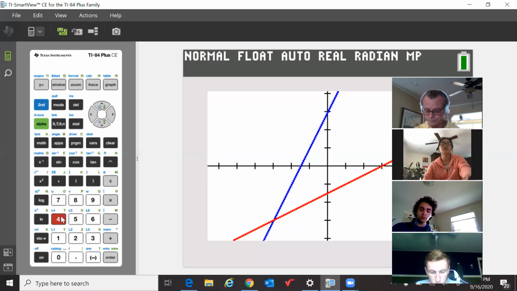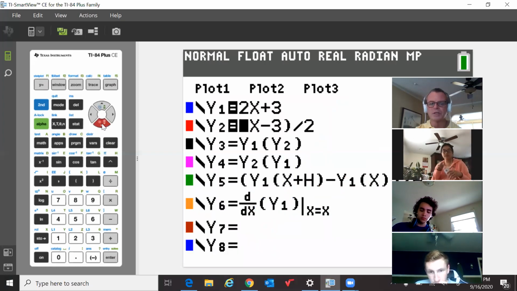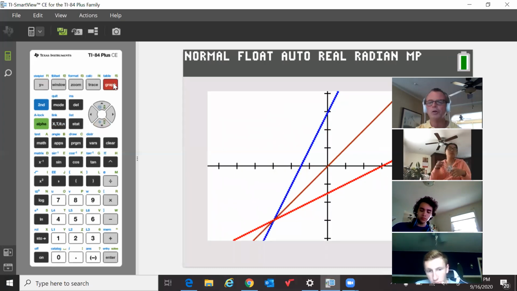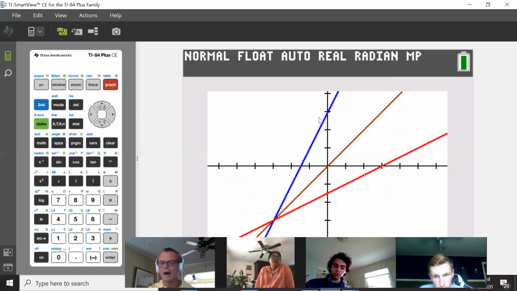What you did is you took the blue graph and reflected it over the line y equals x. Now, you don't need to do this, but I'll put y equals x down here. And you can visually see how the blue graph gets reflected over the line y equals x and maps onto the red graph.